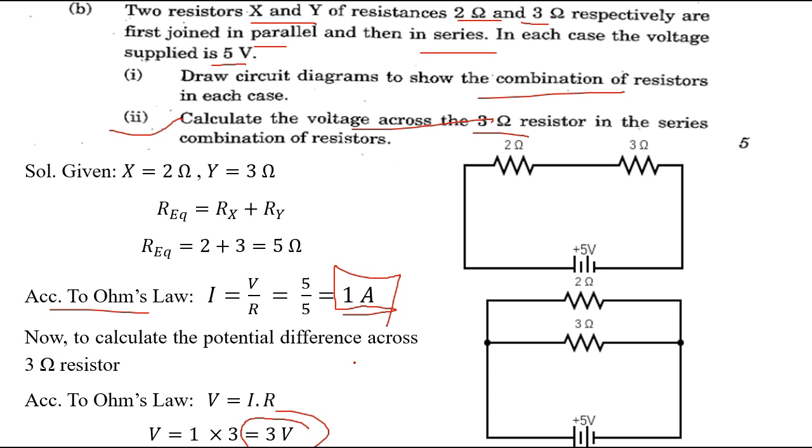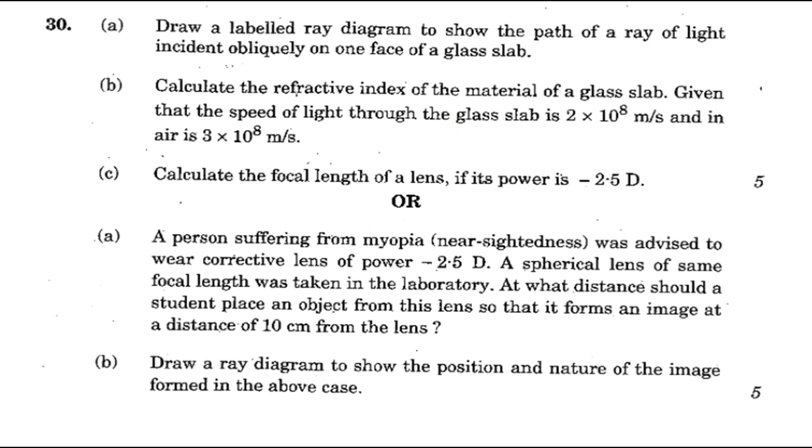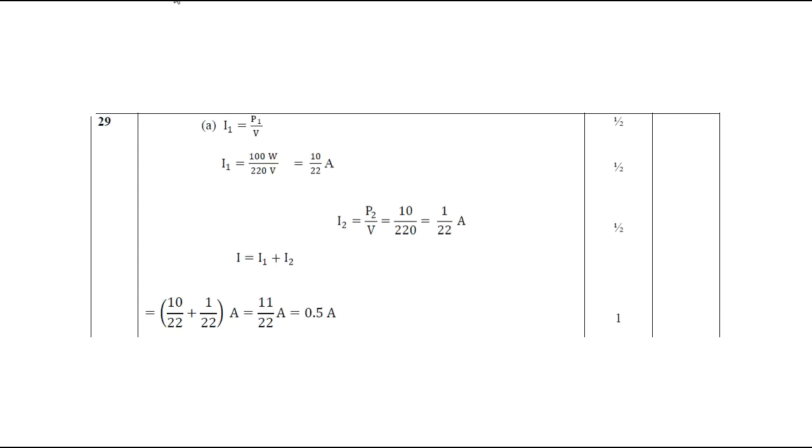Now moving further to see what the board has given as the answer for this. It shows that I1 equals P1 upon V, which is 100 upon 2. In a similar way to how we solved the first one, I1 will come as 10 upon 22, I2 will come as 1 upon 22, and when we add, we get 11 upon 22, which gives you 0.5 ampere. For writing this formula you will get half a mark.